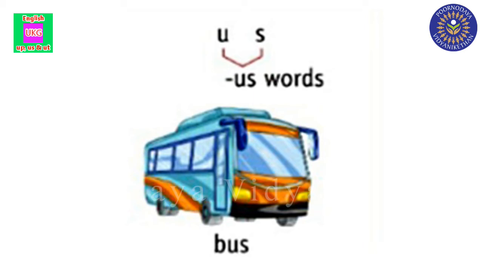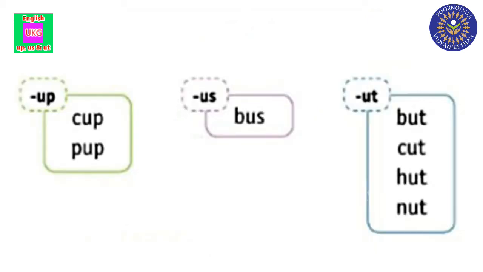What is the spelling? B U S. Bus. Repeat it. B U S. Bus. Now we have three boxes here. We'll read these words. See the first one, children.